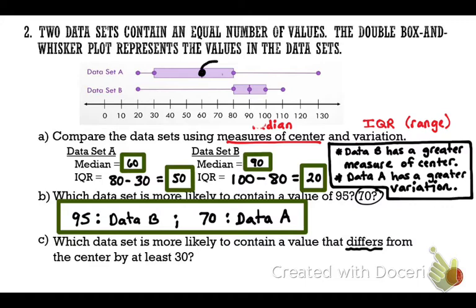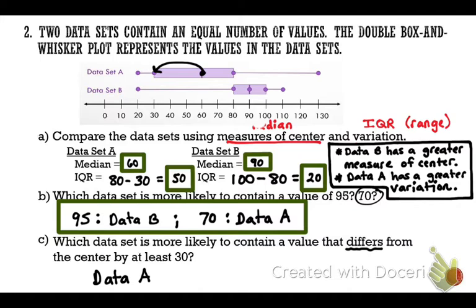If I go to the top of the box, how much is that top of the box different from the center? 20. 20, good job, because 60 to 80 is 20. So that's not the answer for that one. But what about if I say from here and I go to the bottom of the box? How much is that different? 30. So that tells me data set A differs from the center by 30.